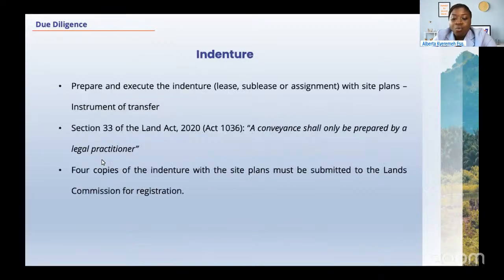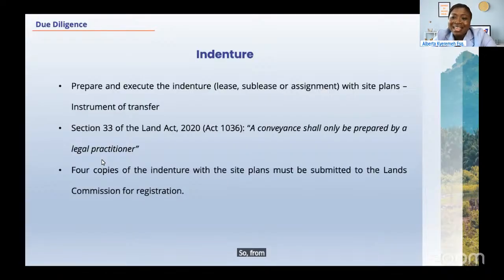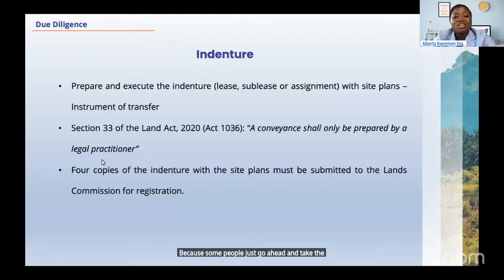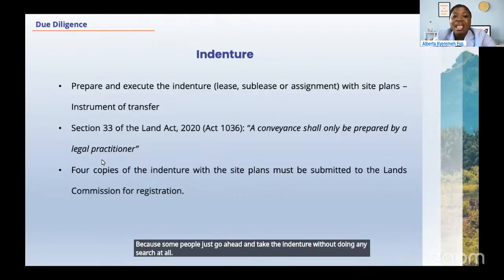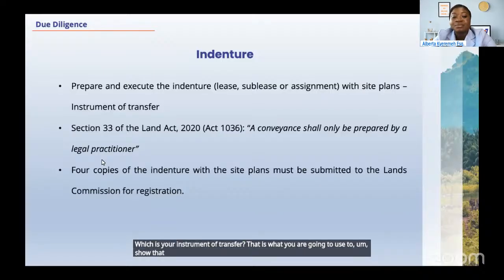Now, when you are done with all these searches, and after getting your barcoded site plan, then you can prepare your indenture. From this process, you realize that a lot of us have been skipping so many steps that have to do with due diligence, because some people just go ahead and take the indenture without doing any search at all. After you are done with all your searches, you now have to prepare your indenture, which is your instrument of transfer.